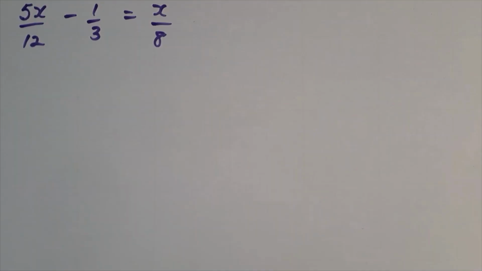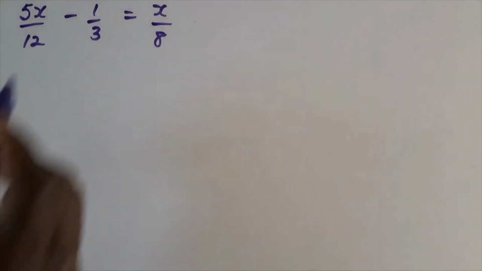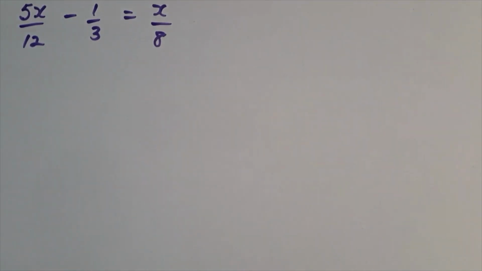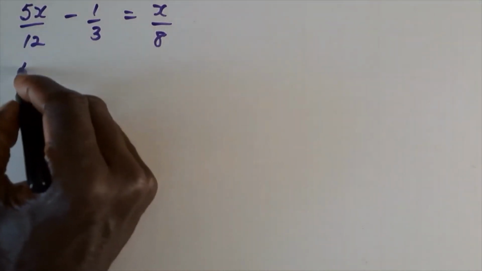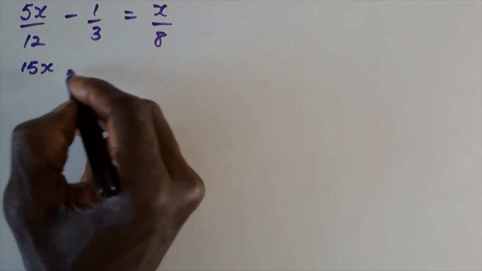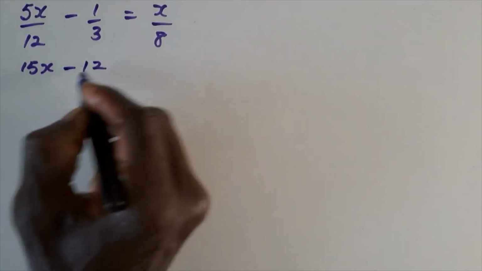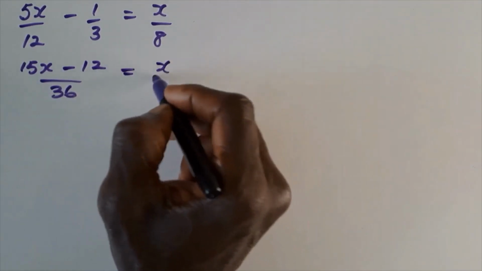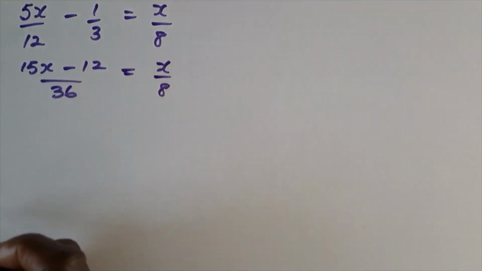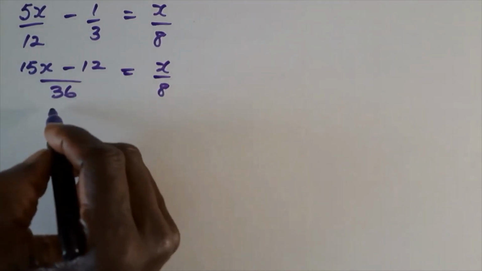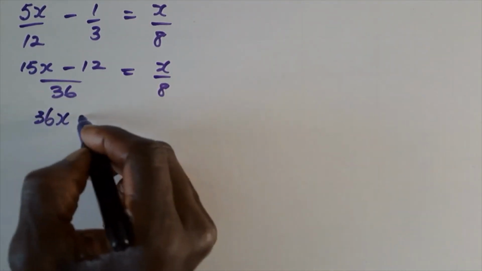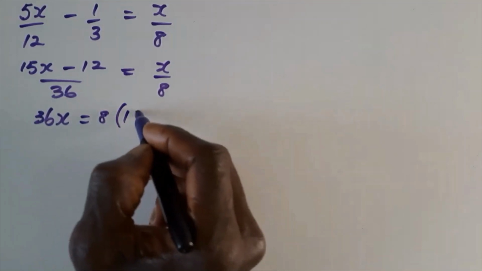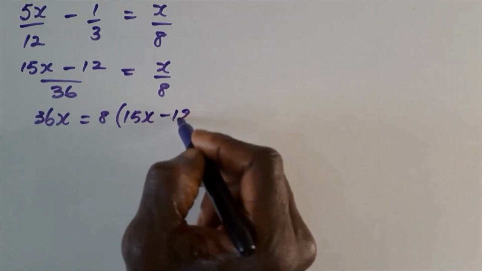Hi there. So we need to solve this. We'll turn these two fractions into a single fraction and then cross multiply from the left hand side to the right hand side. So here we have 15x minus 12 over 36, and is equal to x over 8. And now we can cross multiply. We have 36 times x, which is 36x, is equal to 8 into 15x minus 12.